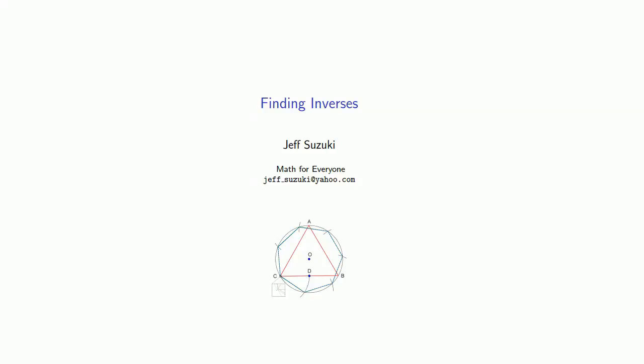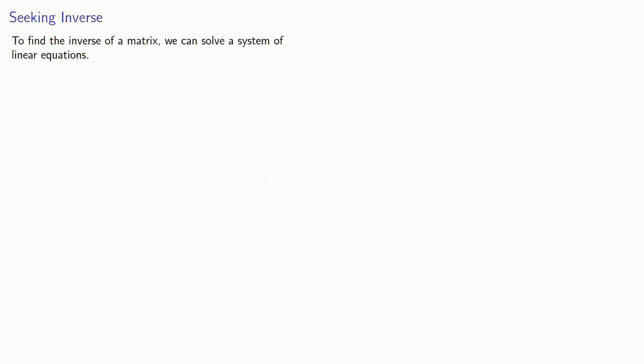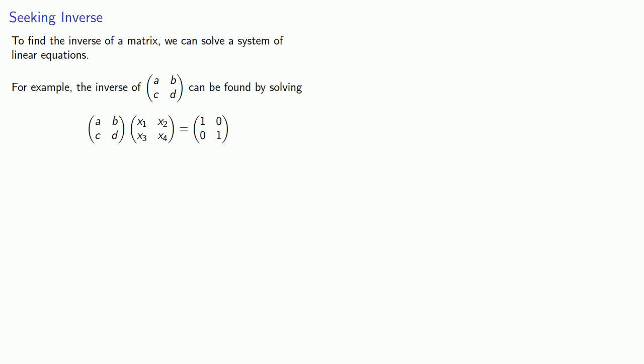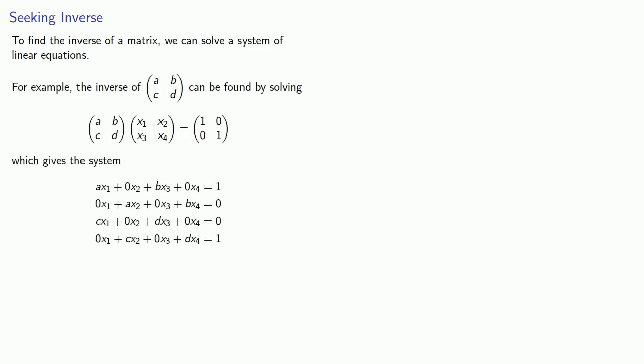Provided that it exists, we can always find the inverse of a matrix by solving a system of equations. And a good habit for linear algebra students is always identifying what system of equations needs to be solved. So if I want to find the inverse of a 2 by 2 matrix, I can solve the system with 4 unknowns.